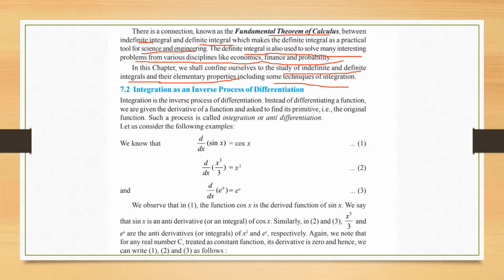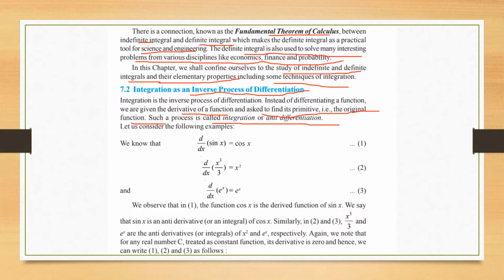So the very first basic thing is that we are going to start integration as an inverse process of differentiation. Okay. Then we'll learn about the rules of integration. Okay. So integration is the inverse process of differentiation, right? Instead of differentiating a function, we are given the derivative in this case, okay, and we are asked to find its primitive. Primitive means the original function. Okay, such a process is called integration, or what we say antiderivative or anti-differentiation.